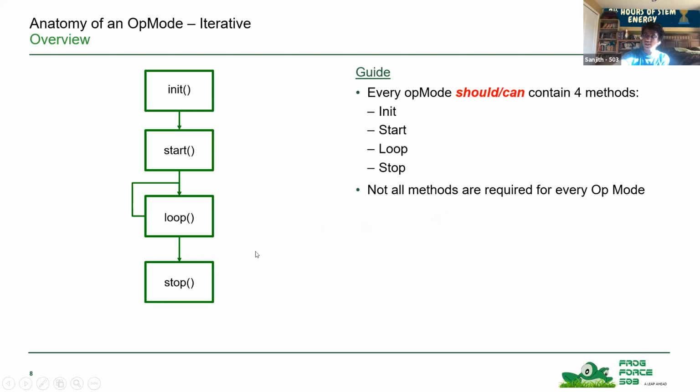And just as a note, not all of these methods are required for every op mode. Like, you don't need a stop function. You might want a stop function if you want to reset something. You always need an initialize function, but you might not always want a start function, because you might just want to get right into the loop. In general, init and loop are required, but the only one that's truly required is loop.